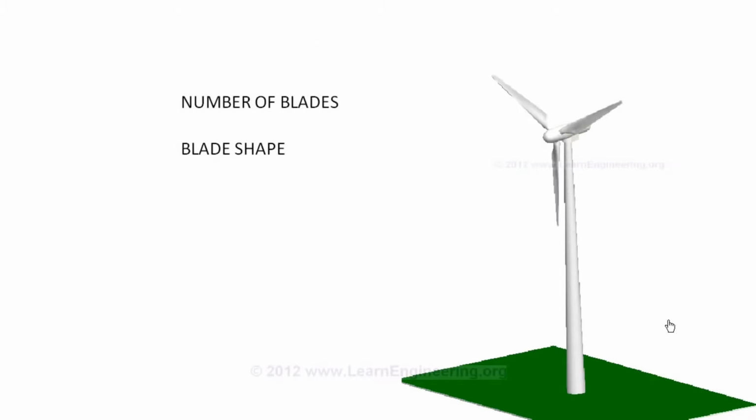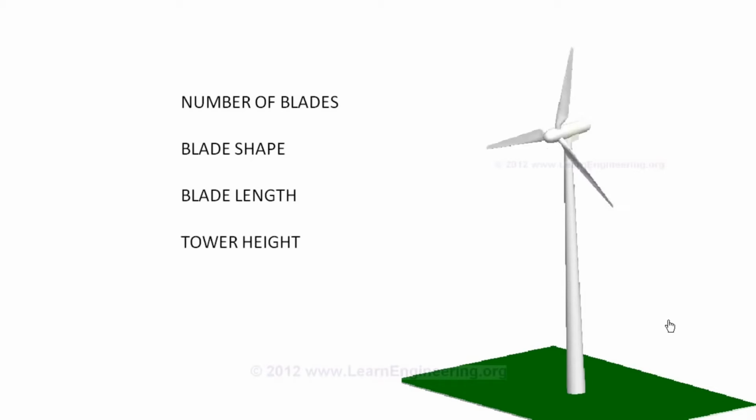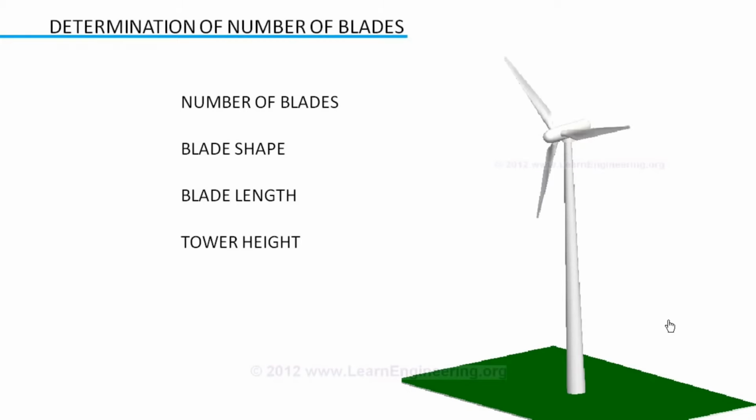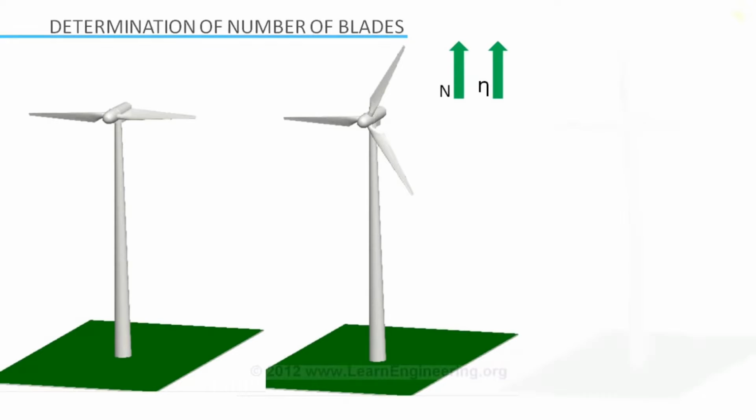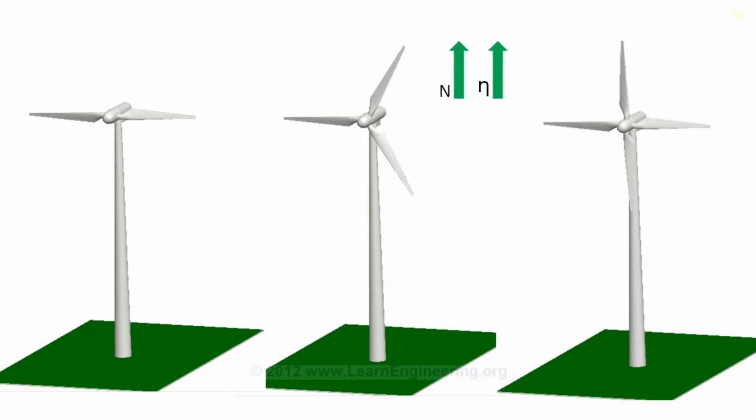To design a wind turbine, there are 4 impacts. The first one is number of blades, blade shape, blade length, and tower height. As the number of blades on a wind turbine increases, aerodynamic efficiency increases, but in a diminishing manner. When we move from 2 blades to 3 blades design, there is an increased efficiency of 3%. But when we move from 3 blades to 4 blades design, the efficiency gain is marginal.